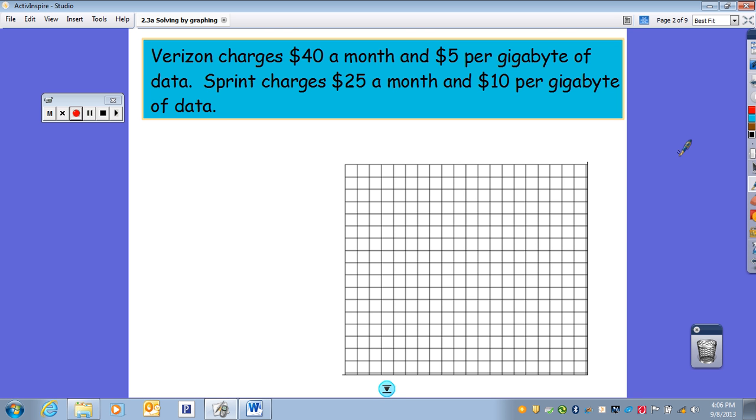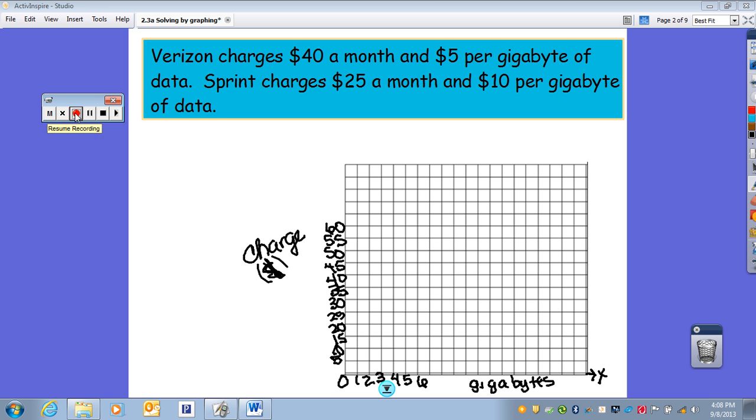We'll begin with Verizon. Verizon charges $40 a month and $5 per gigabyte of data. Then we will graph Sprint, which charges $25 a month and $10 per gigabyte of data. I've labeled the x-axis, counting by ones, with the gigabytes. I now need to label the y-axis with my charge, which is in dollars, and we could probably go by fives on this scale since our charges are getting larger. This would be our y-axis.